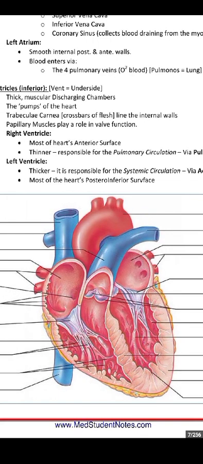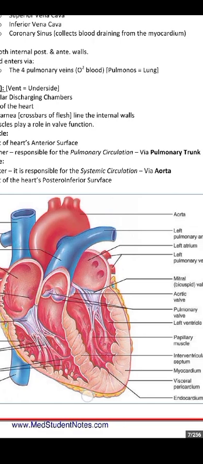Next is the left ventricle. The left ventricle is thicker. It is responsible for systemic circulation. The left ventricle is thicker and the right ventricle is thinner. That is a property of the systemic circulation. The thinner right ventricle helps in pulmonary circulation because the force needed for pulmonary circulation is low, but the pressure for systemic circulation is greater. So the left ventricle is thicker and helps in complete systemic circulation via the aorta.